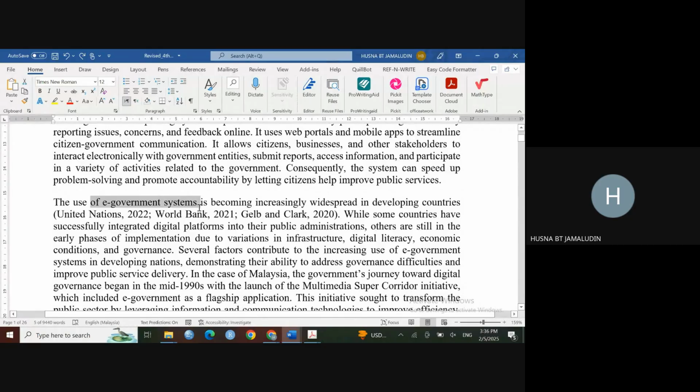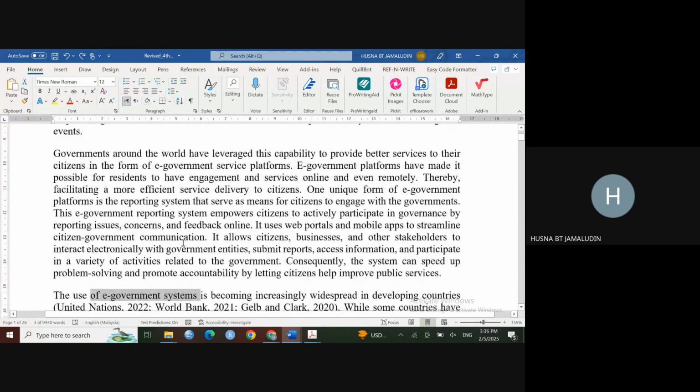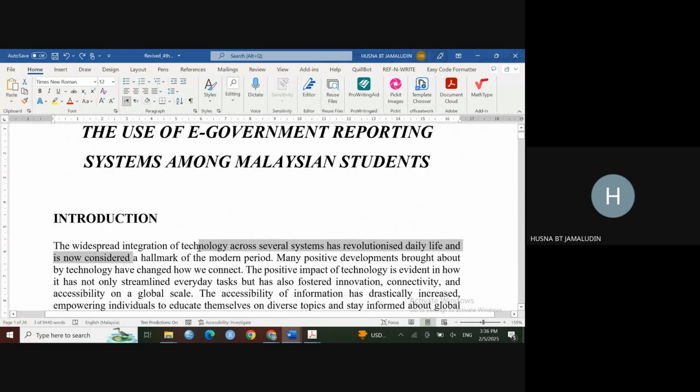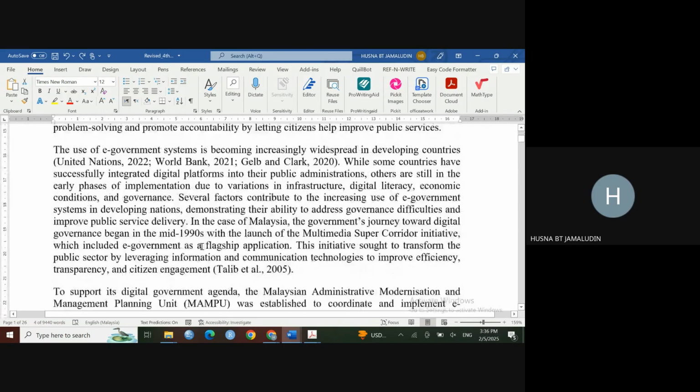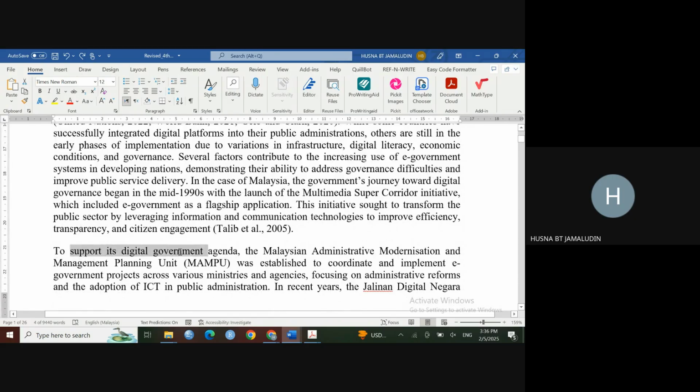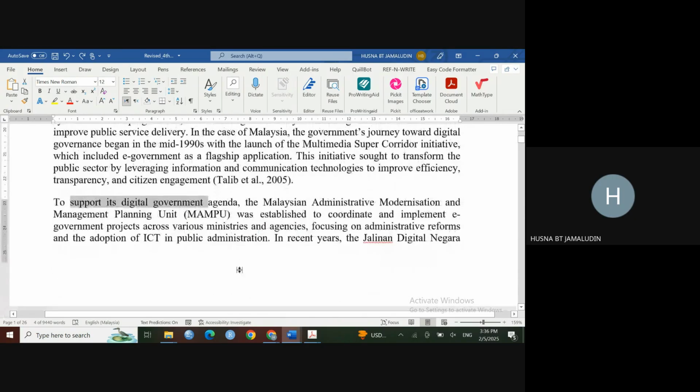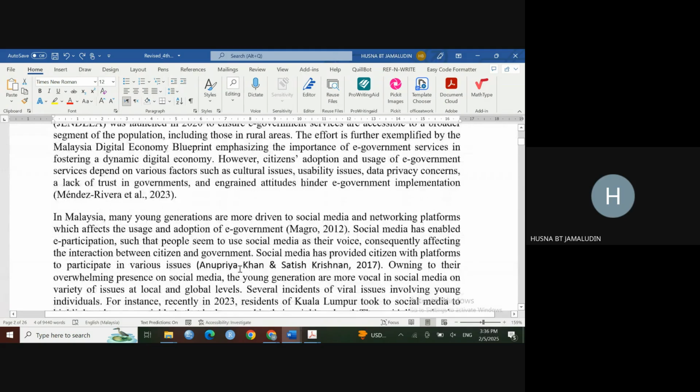The use of e-government becomes increasingly widespread. You already mentioned the widespread use of technology. Can you see? This is very common among students. You keep repeating the same point, and they are not even significant. They are not even important. So where is the problem? Here the 5th paragraph is actually the problem.